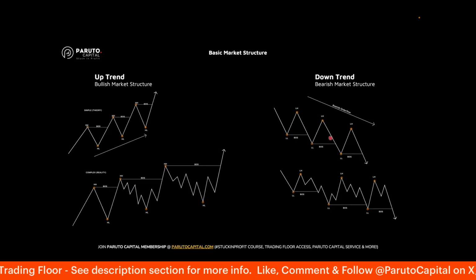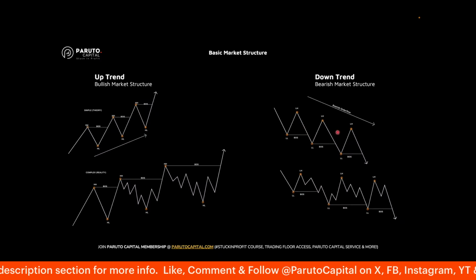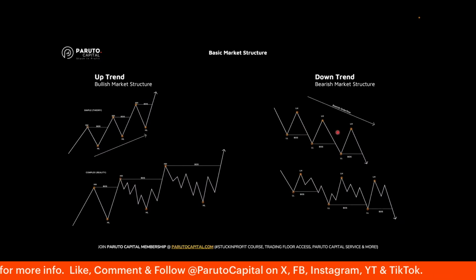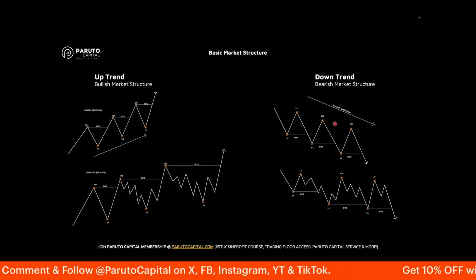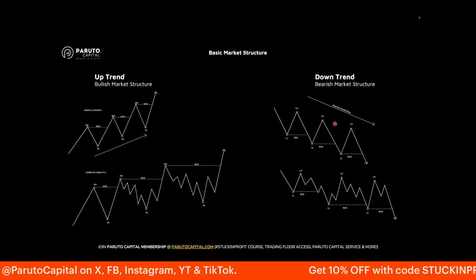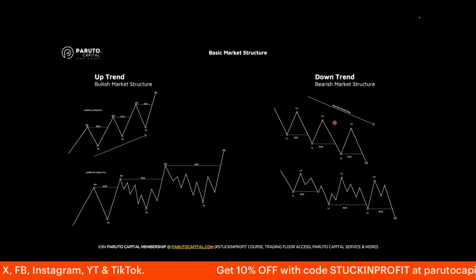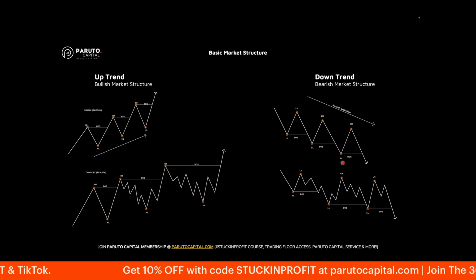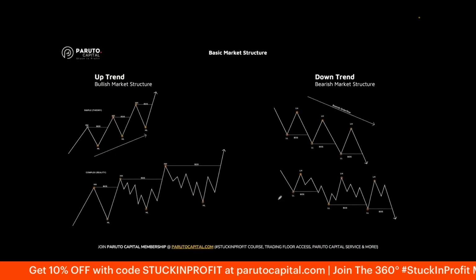So when you see this kind of movement in the market, it's called a downward trend and a bearish trend. Now this is, of course, simple theory. This is very simple for you to understand. However, the reality of the market can be different. So the reality of the market looks something like this.